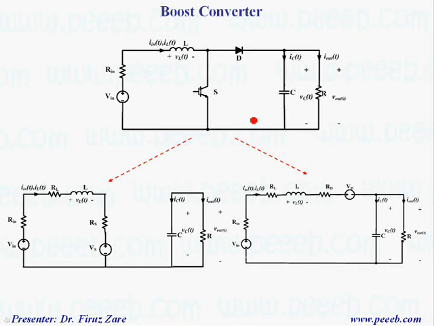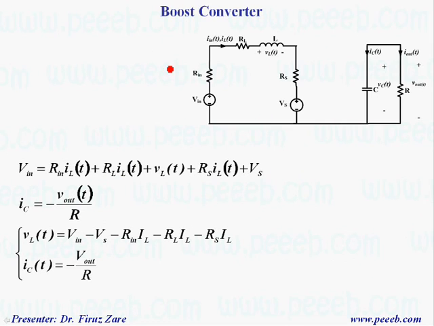Now let's consider a boost converter. Again, in the boost converter, when the switch is on, we have the internal resistor of the inductor, the input impedance of the supply, plus the internal resistor of the switch and the voltage drop across the switch. And when the switch is off, in this case the diode conducts, and again we have these components which should be considered in the steady state equation.